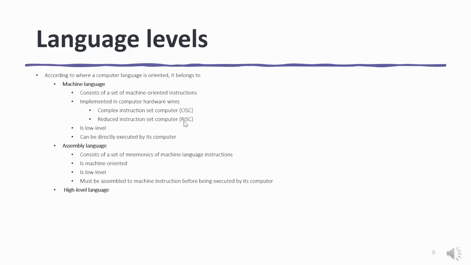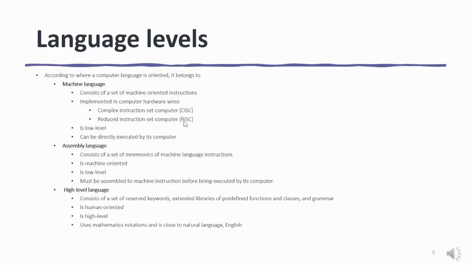A high-level language consists of a set of reserved keywords, extended libraries of predefined functions and classes, and a set of grammar. High-level languages are human-oriented, so they are of high level. High-level languages use mathematics notations and are close to natural languages, such as English. High-level language instructions must be converted to a machine language before they can be executed by a computer.